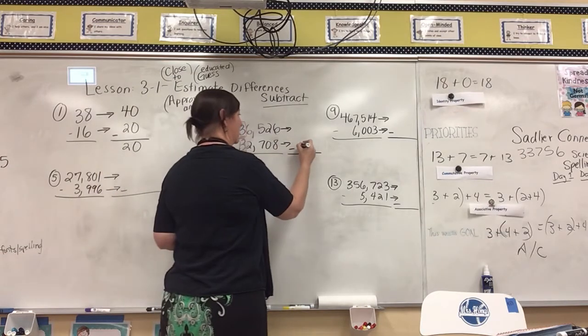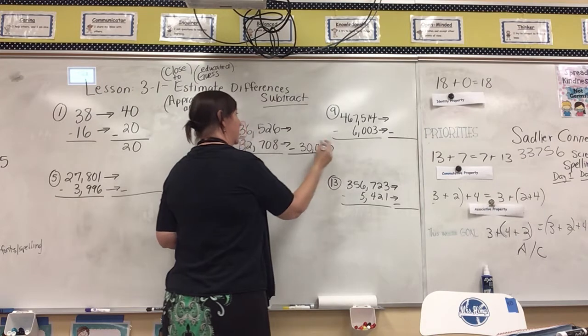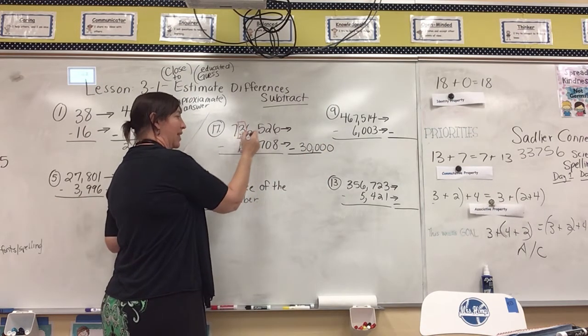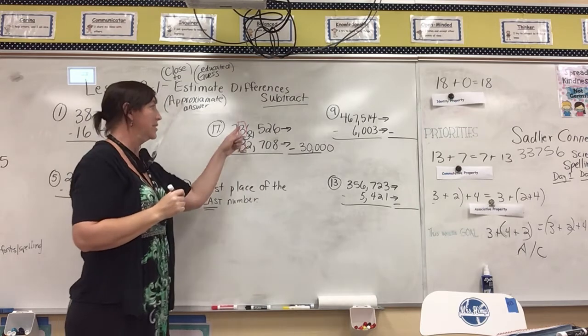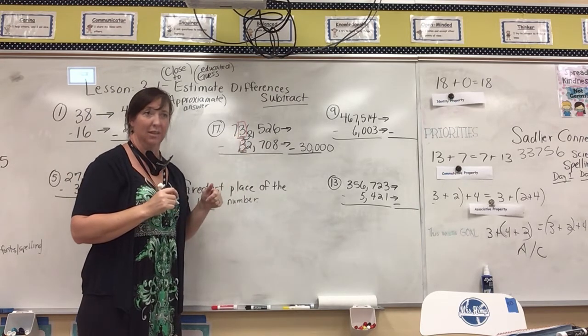30,000. So I'm going to write 30,000. When I look at this problem, I have to look to the number in my thousands place to determine what to round my number in the 10,000s place to.